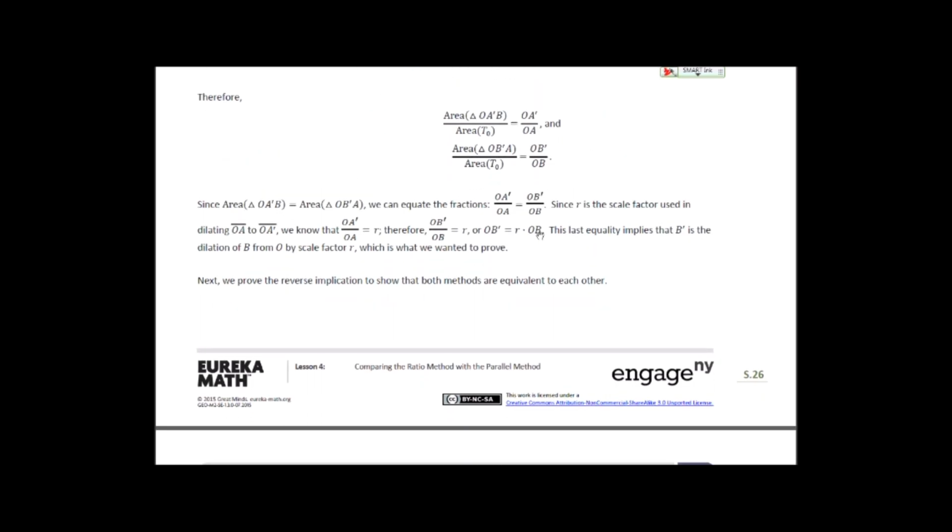And also, we started off with defining the ratio R, the scale factor R, by being what OA'/OA was, and therefore OB'/OB must be the exact same as R. Or if I rearrange that by multiplying both sides by OB, I get this equation, which is what I would have gotten if I used the ratio method. So that long proof showed that if I use the parallel method, I get the exact same point as I would have gotten if I would have used the ratio method.